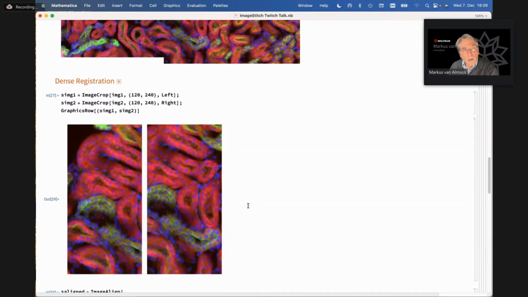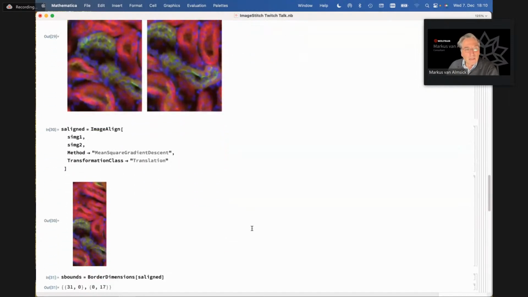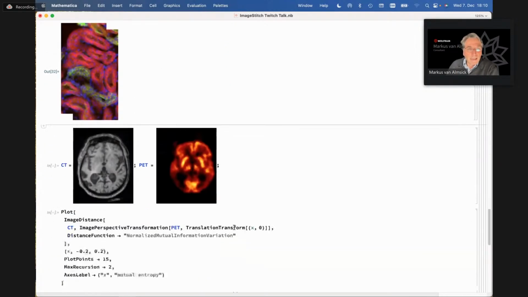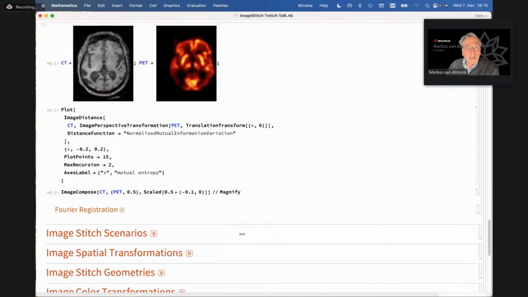So in a way, dense registration is good if you already have a good overlap between two images, and for the fine-tuning part, dense registration is the way to go. It has another benefit, which I quickly like to mention, and that is that it is also applicable to two images that are of different modality.